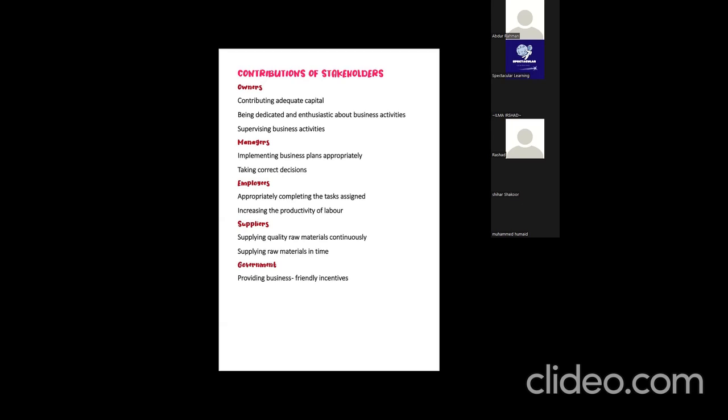Then government provides business friendly incentives. That means they give us information on how to conduct the business properly, or the economy of the country, and how you all should improve. So providing business friendly incentives is the contribution of the government.